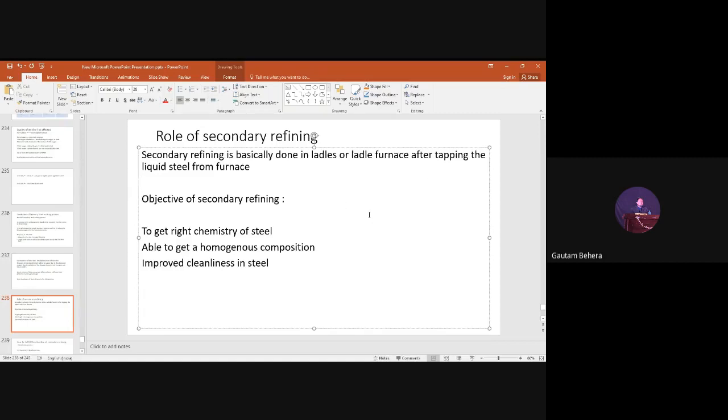So what is the objective of secondary refining? These are the three objectives: to get the right chemistry of steel, because you understand even after the primary steel making process we have a lot of impurities or certain issues in the chemistry. So to get the right chemistry of steel, we need to do secondary refining, right? And then to get a homogeneous composition. The composition may not be homogeneous after the primary steel making process, so we need to get a homogeneous composition. Then the cleanliness can be improved during this secondary steel making process. So these are the three things: right chemistry, homogeneous composition, and clean steel.